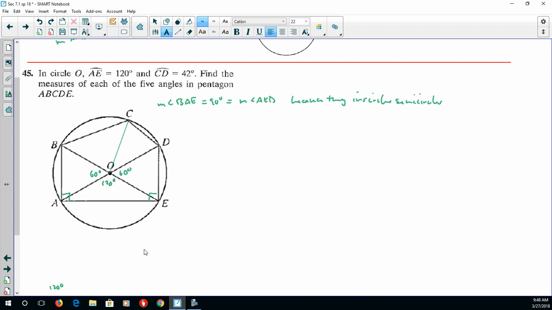And let's go ahead and get this angle here. So angle BOC is going to be what? It's going to be 180 degrees minus 60 minus 42. Right. So this is 120 minus 42. That means it's 78.